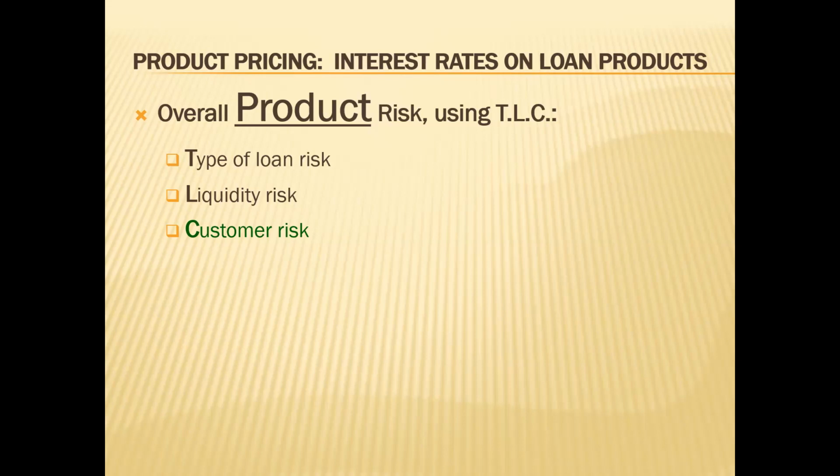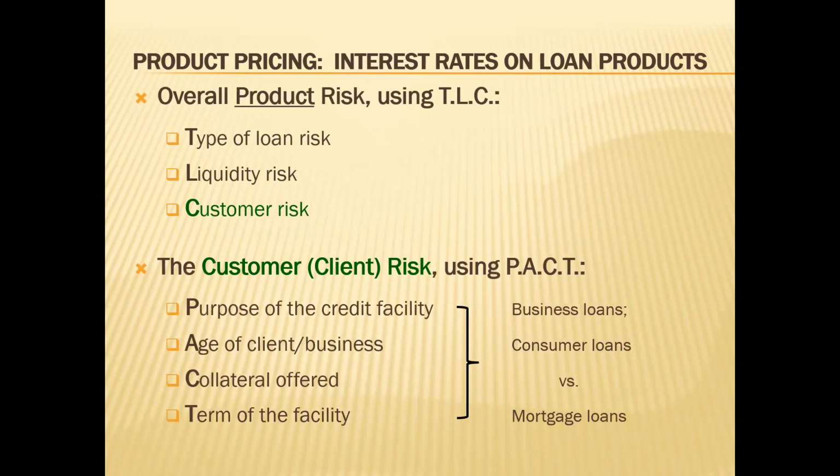And of course, the customer risk is the third risk associated with the product. Because we're looking at product pricing, you have to look at the risk that the customer poses to you. Okay, so that's where PACT comes in. So PACT, the P stands for the purpose of the credit facility, what the money is being borrowed for or going to be used for, and then the age of the client or the business.